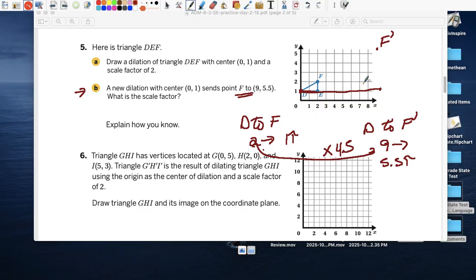And if you look at going up, going up we go 1, 2, 3, 4 and a half. So before, to go up to point F, it was 1. Now it's 4 and a half. So how did the 1 become 4 and a half? Times 4 and a half. Before, this was 2, and now it's 9. How did the 2 become 9? Times 4 and a half. So the scale factor is 4 and a half.